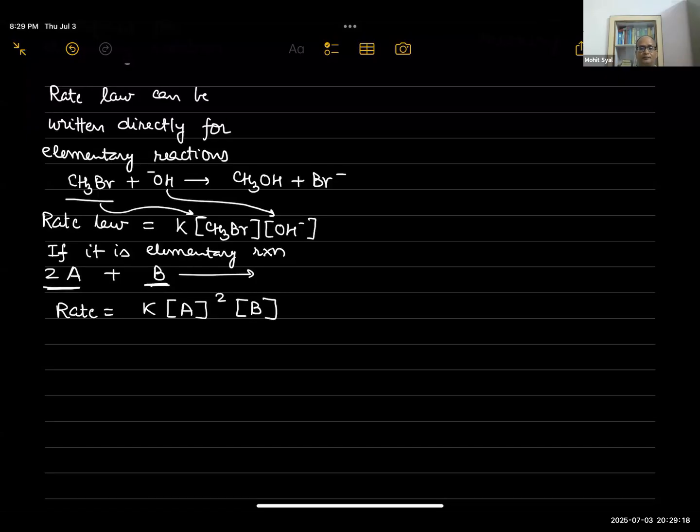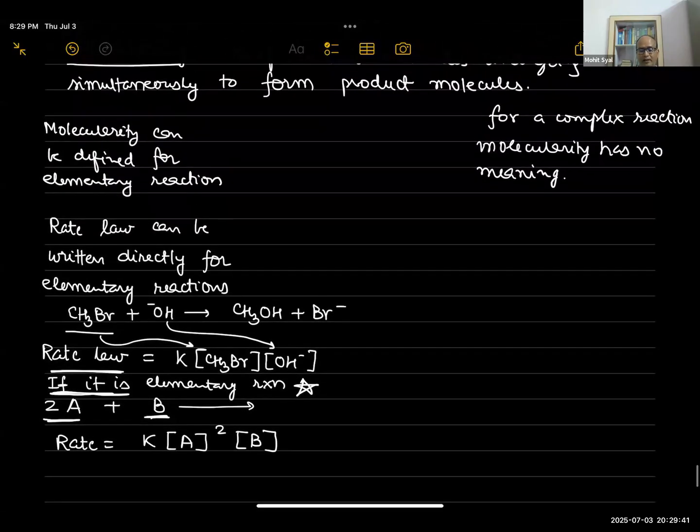Is it clear to all of you? Yes, sir. Aisha, Marwa, Jasleen? Yes, sir. What if it is a complex reaction then?